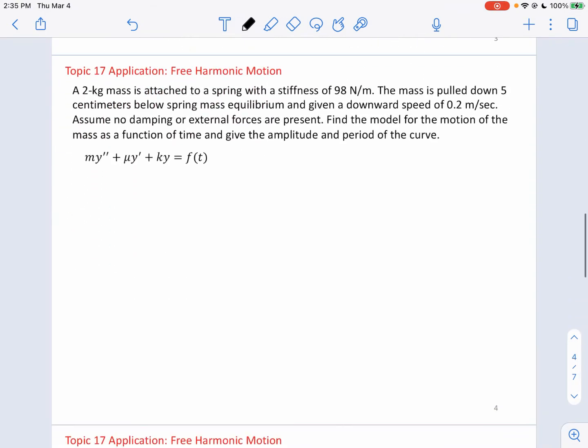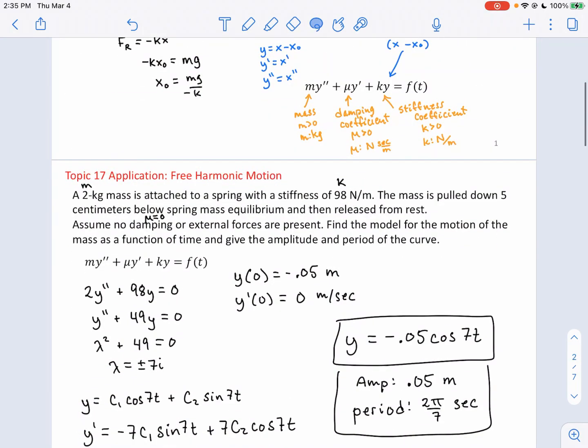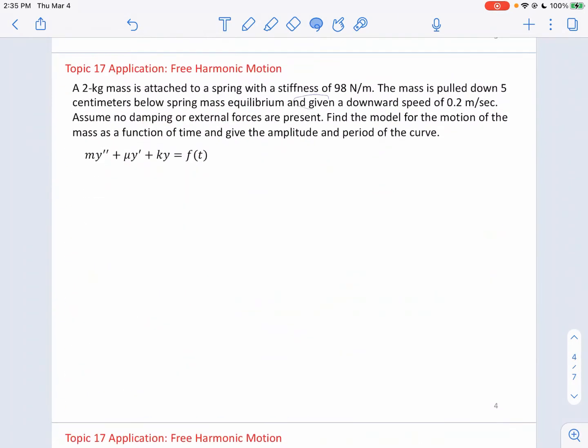Okay, now let's go on to another example. This example here is effectively the same as 2 slides before. I haven't changed anything except one bit of information, this part right here, where on slide 2 we released the mass from rest, but on slide 4 we're going to give the mass an initial downward speed of 0.2 meters per second. Everything else about this scenario is the same.